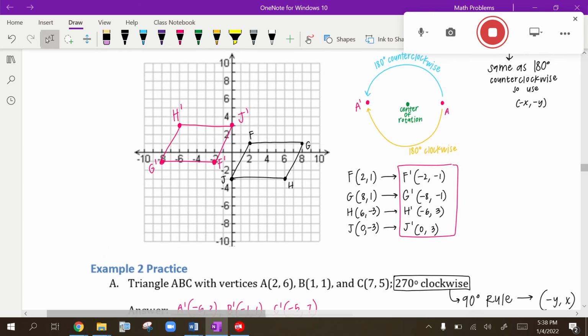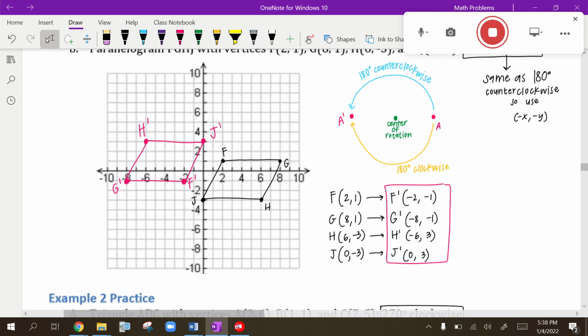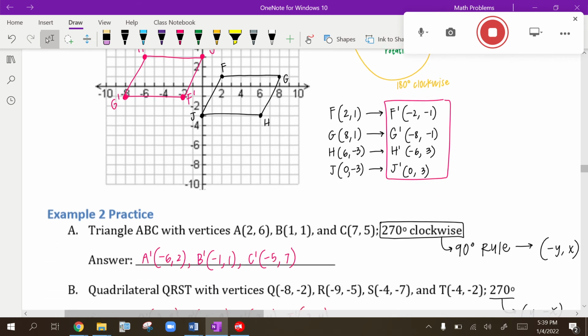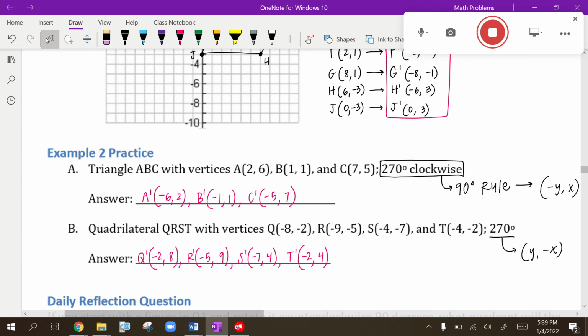Alright, I want you to try these practice problems below. I didn't give you a graph because I think we know how to graph by now. We've practiced tons of graphing. But you can just write down the points for the rotations on the lines provided and write down the answer for the image. Here are the correct answers for those.